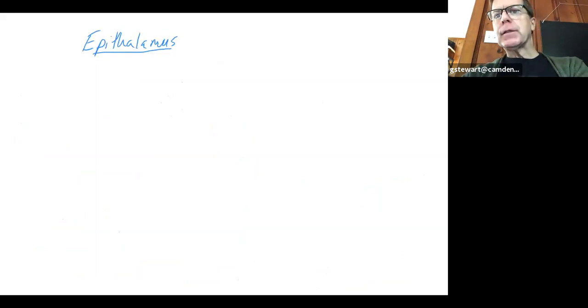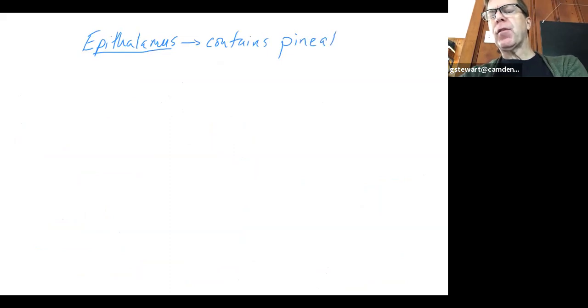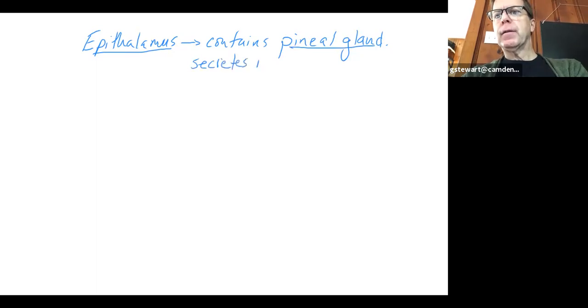The epithalamus, I'm just going to expect you to know it contains a gland called the pineal gland. I learned it to say pineal, but I think that's incorrect. My teacher who taught me always said pineal, but the correct pronunciation is pineal gland. It got its name because it's pine cone shaped. This gland secretes a hormone called melatonin. I'm sure you've heard of it.